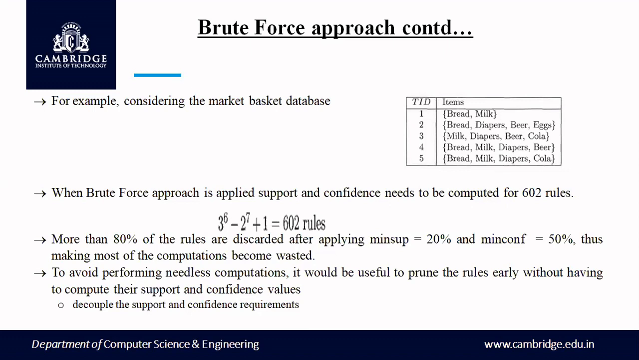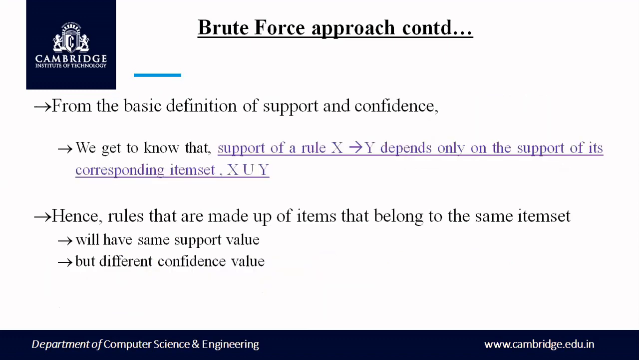So the first approach we take in order to overcome this problem is to concentrate on either support or confidence initially. Let's recollect the definition of support. What is the definition of support? Support of a rule X determines Y depends only on the support of its corresponding item set X union Y, which means the combination of the items from the LHS and RHS of the rule has to be present in my data set. Then only does it achieve the maximum support value.